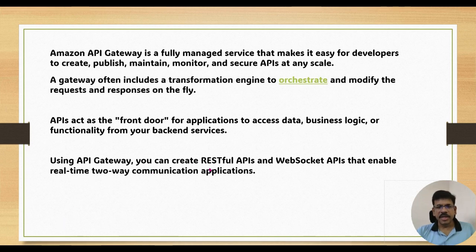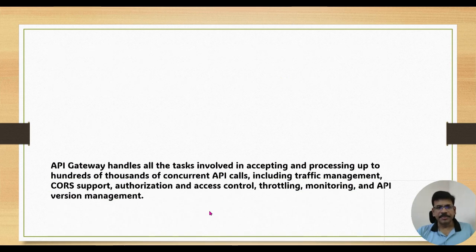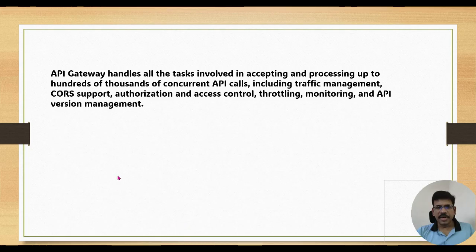Using API Gateway, you can create RESTful APIs and WebSocket APIs. With WebSocket APIs, the client receives updated information from the server, so it's a two-way communication type of application. And API Gateway supports containerized and serverless workloads. API Gateway handles all the tasks involved in accepting and processing up to hundreds of thousands of concurrent API calls, including traffic management and CORS support.